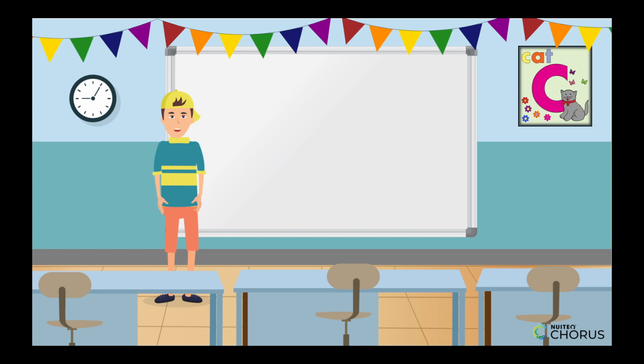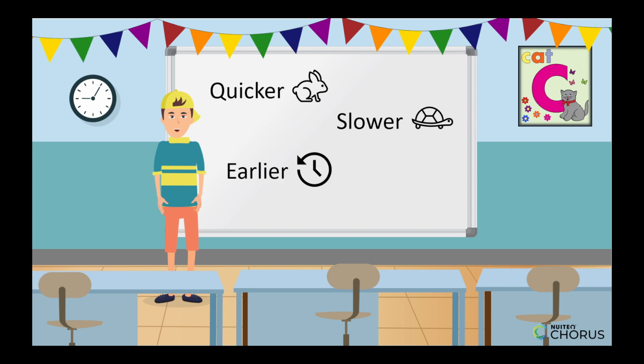Before we dive in, let's make sure we know our vocabulary. Quicker means faster, and slower means, you guessed it, slower. Earlier is before, and later is after. Got it? Awesome!